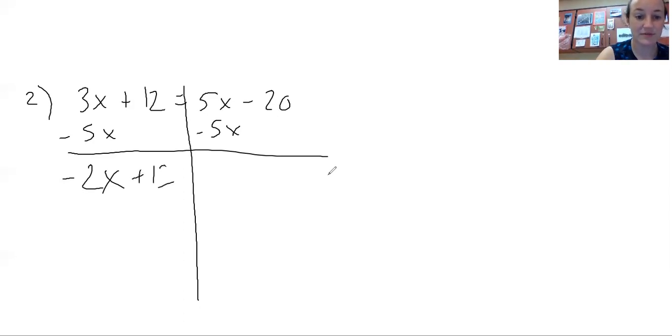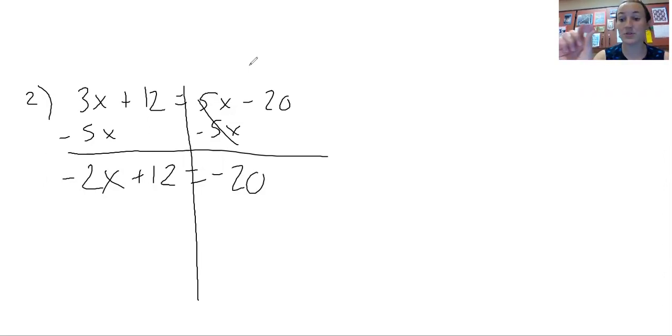Plus 12 is equal to, let's make the 12 look better. 5 minus 5, this canceled out. Okay, we moved it over. My 20, is it positive or negative? Bring down that negative sign. Don't make me throw this eraser at you again.